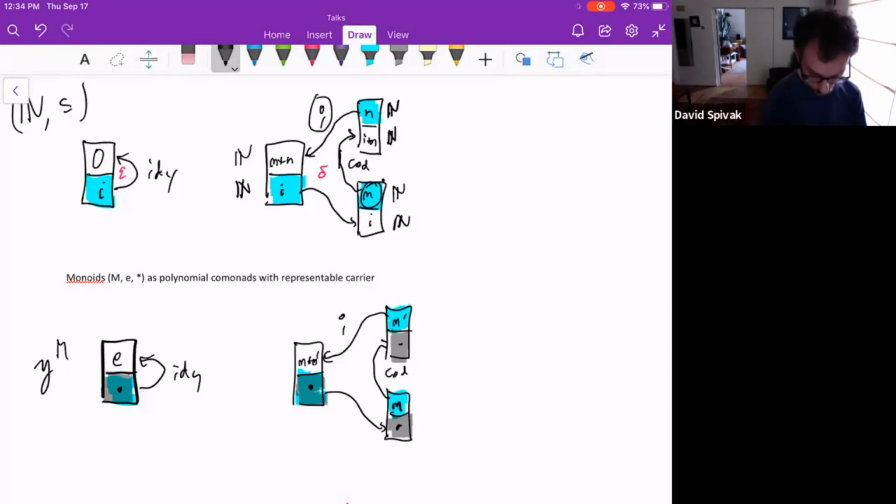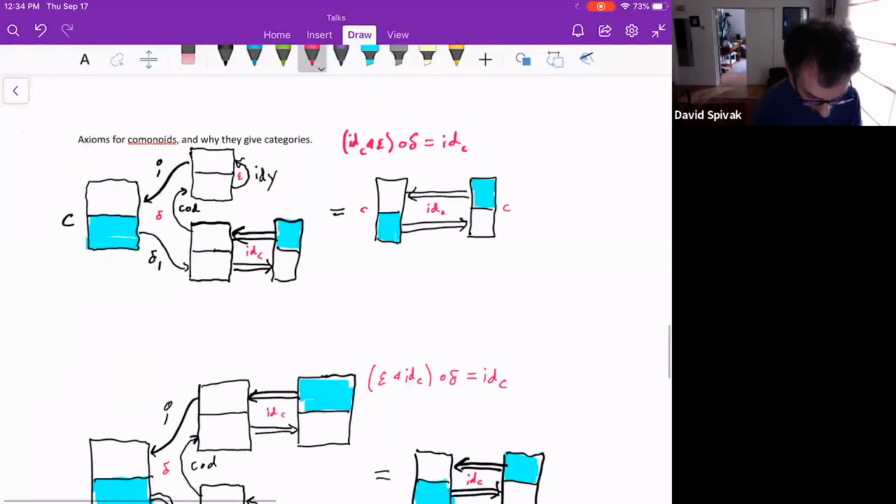Okay. So that's how delta and epsilon work in the monoid case. And now we're actually ready to prove the results. So we're getting on the ride for the Disneyland thing. So this is it.